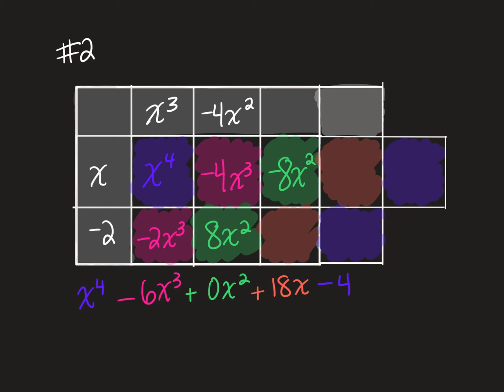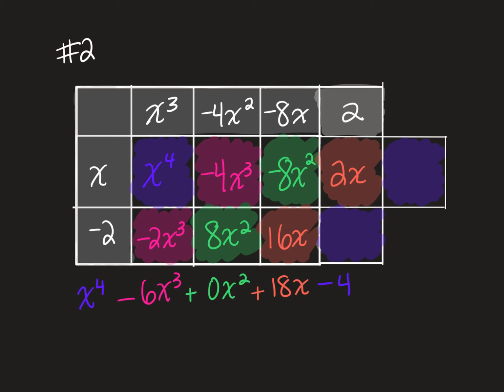And then we start again and we ask ourselves, what do I multiply x by to get -8x squared? That's -8x. -8x times -2 gives me my next box, which is positive 16x. And then I ask myself, what would I add to 16x to get 18x? And that's going to be 2x. And then to finish up, I have one more thing. What times x gives me 2x? And that's going to be positive 2.